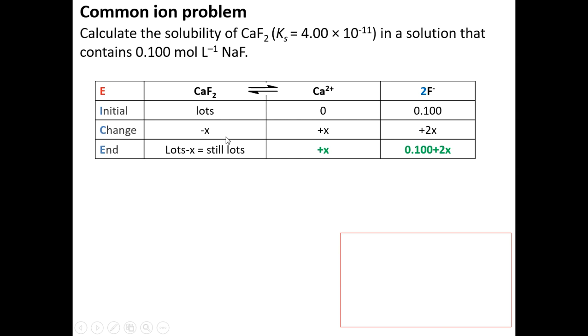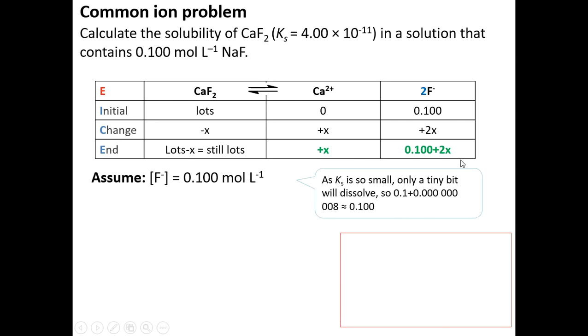So I can ignore that for calcium fluoride. The calcium ion is X. The fluoride ion is 0.1 plus 2X. But again, I can still make the assumption because my 2X is actually even less. So if I round this off, it's still going to be 0.100. So that makes the maths a lot easier, and I substitute.